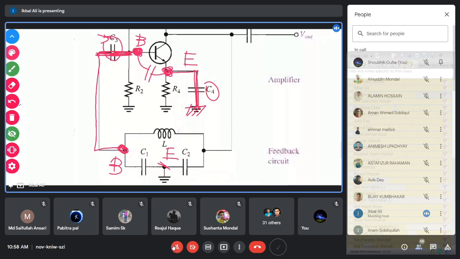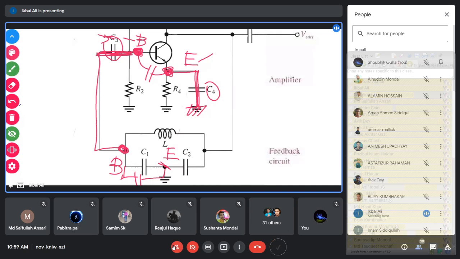So the entire junction capacitor between the base and the emitter actually comes across C1. Whatever the junction capacitance is, it comes in parallel to C1, between ground, which is the emitter, and the other terminal, which is the base terminal. That CBE junction capacitance, when the circuit operates for AC, appears parallel to C1.